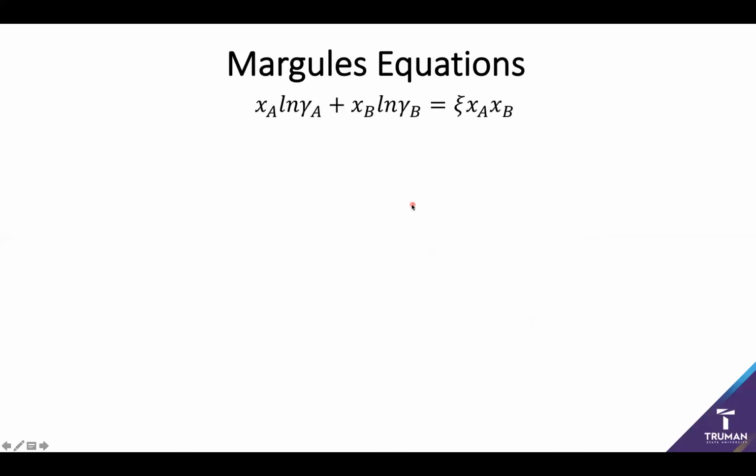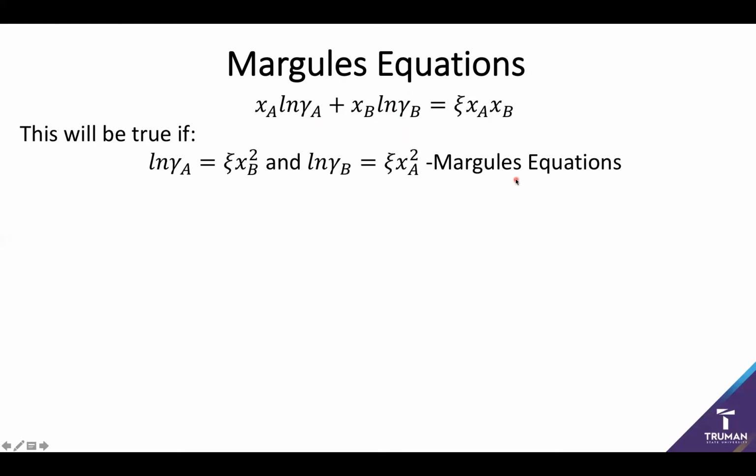So we want to go ahead and try and figure out what expression for these activity coefficients will make this true. And it turns out that it's a little bit hard to derive the solution, but we can actually prove a known solution for this set of equations. And these are called the Margules equations. And really what they say is that the natural log of our activity coefficient is going to be equal to the strength of the interaction times essentially the mole fraction of the other species squared. And this will hold for both A and B.